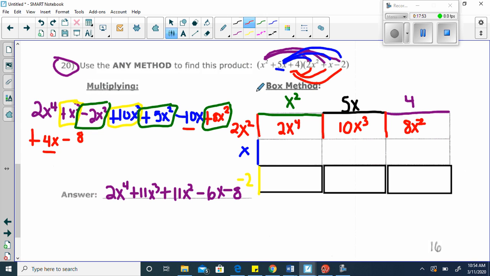Next, x times x squared, this is an x squared here. Okay, so x times x squared is x cubed. In this box we have x times 5x, so that is 5x squared. And in the last column slash box over here, we have x times this 4x, so we have 4x.